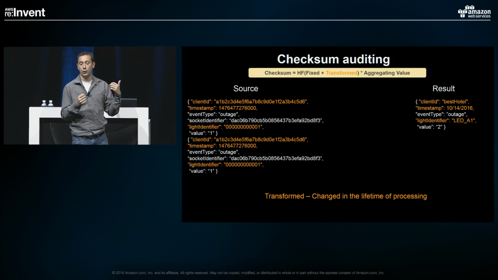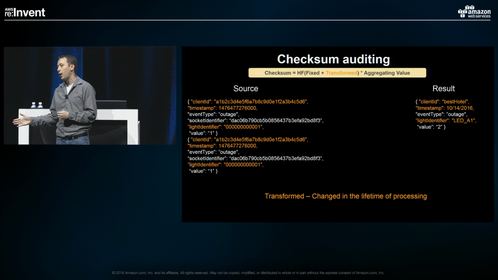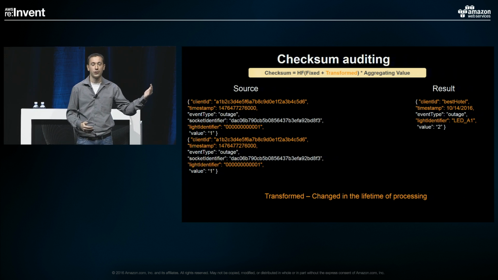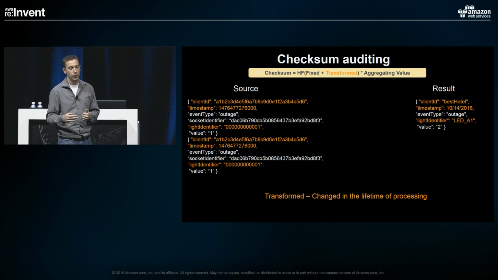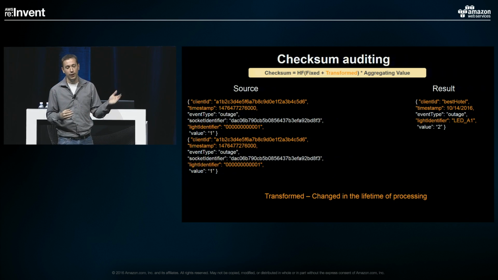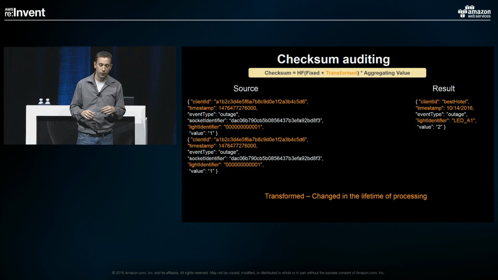Then if we look at transformed fields, those are fields that have changed through the lifetime of the process. On our source side, we see that client ID has been changed to Best Hotel. Again, that's the human readable. Timestamp has been changed, and light identifier has changed. So these are our transformed fields.